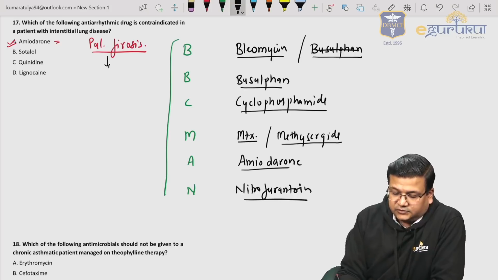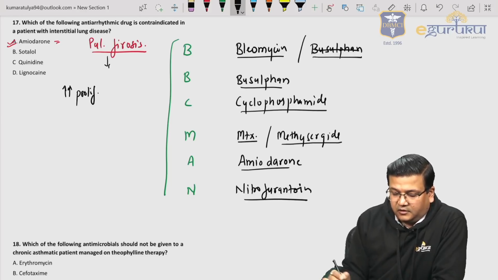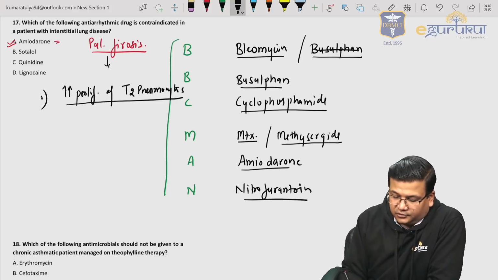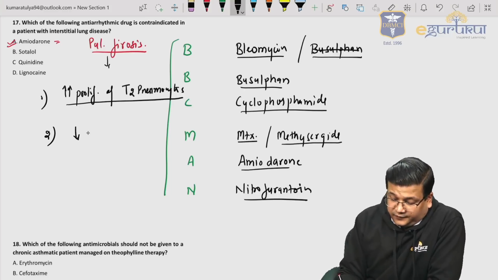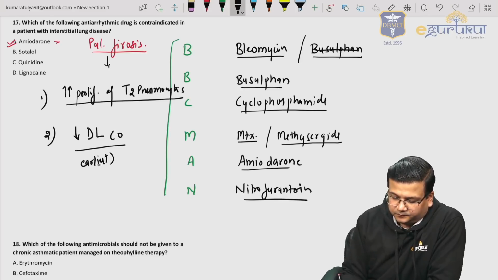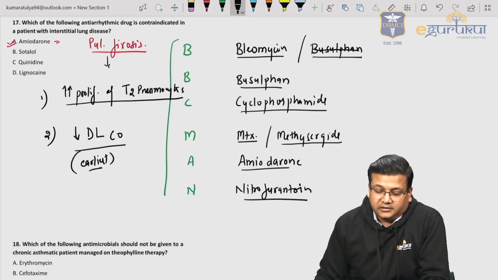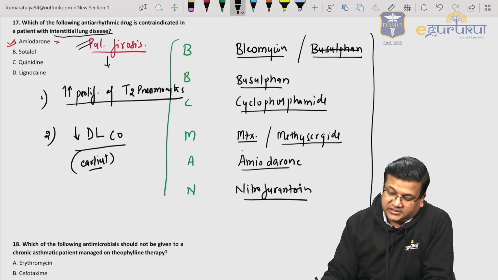Now, whenever there is pulmonary fibrosis, what other questions are asked? Number one, there occurs proliferation of which kind of pneumocytes? Proliferation of type 2, T2 pneumocytes. So type 1 pneumocytes are killed, and to make up for the loss, type 2 pneumocytes proliferate. So that we should know. Which pulmonary function test is the earliest indicator? There is a decrease in diffusion lung capacity, measured by carbon monoxide. This is the earliest pulmonary function test to go down in a patient of pulmonary fibrosis. So these are two other points that should be remembered in such kind of question. Any patient with interstitial lung disease, due to the risk of pulmonary fibrosis, all these drugs should be used with great caution, especially amiodarone.